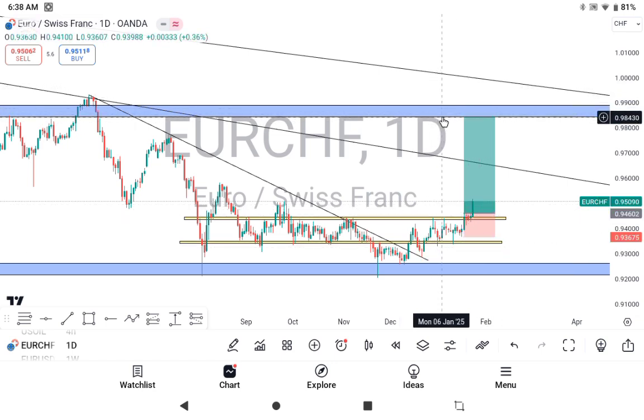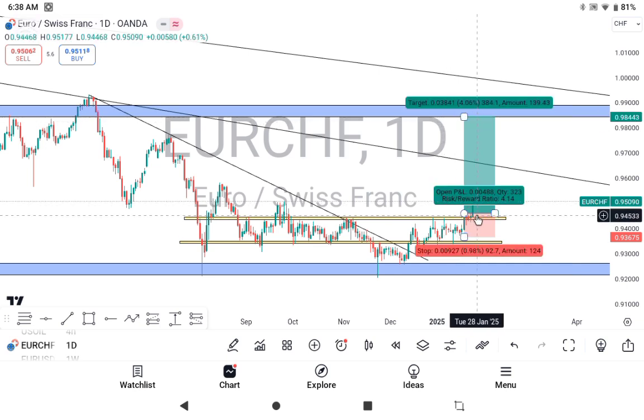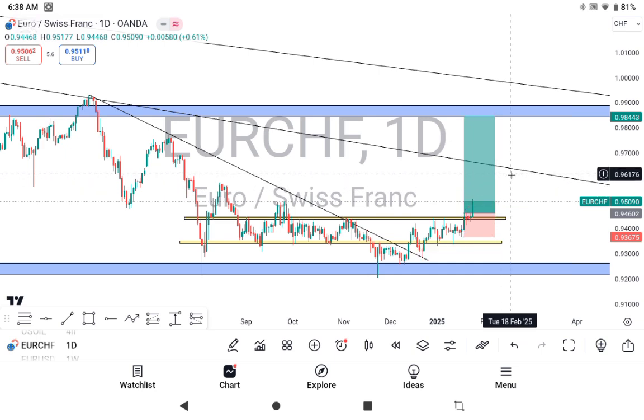So as it is now, the daily time frame has given us a push. We have a bullish engulfing candle on the daily time frame on EURCHF pointing to the upside. So now all we have to do is go to the lower time frame to see how we can jump in on EURCHF. So let's go to the four-hour time frame.